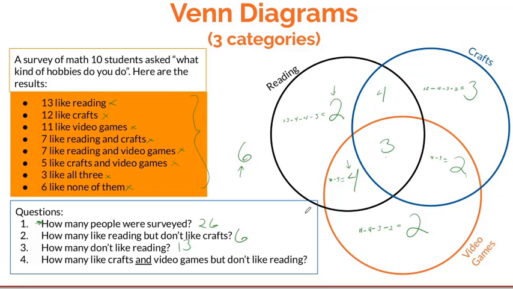All right, then the last question, how many like crafts and video games but don't like reading? So they like crafts and they like video games, but they don't like reading. So that's anyone outside the reading circle, but inside the crafts and video game circle. So it's tempting to take the 2 and the 3 and add them together, but the key word is and. They like crafts and video games. It's only these 2 who like crafts and video games, but they don't like reading. So the answer here would be 2.